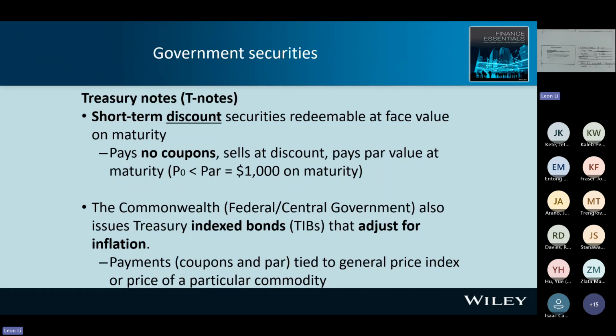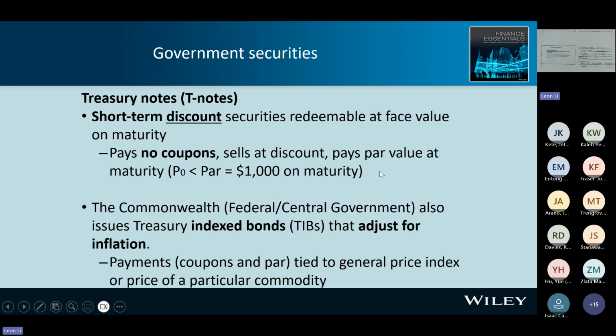So first we discuss the short-term government bond or the treasury note. Treasury means government, note means short-term government bond. It is a short-term discount security, paid at face value on maturity. So it pays no coupon, still at a discount, and pays the par value at maturity. The P0 bond price, 0 means today, is lower than the par value, $1,000, on maturity day.